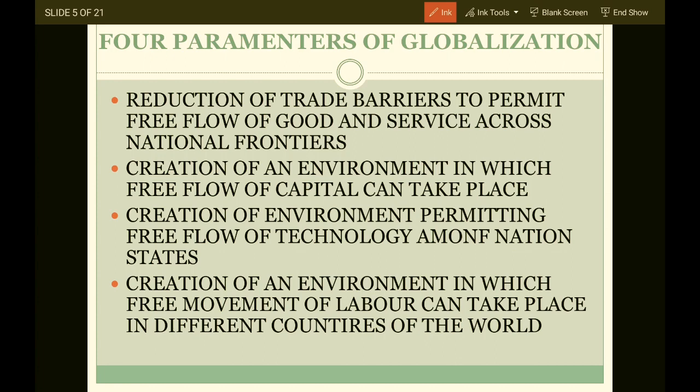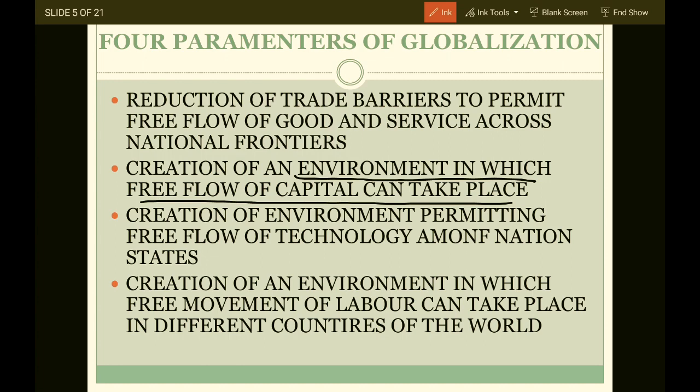Next, creation of an environment in which free flow of capital can take place. What happens after the implementation of globalization? The free flow of capital. What is capital? The money which is invested in business. Earlier, we were just concerned with our own economy only. We were never interacting with other foreign countries. But after LPG, the Indian government or Indian entrepreneurs used to get capital which was freely flowed from foreign countries also.